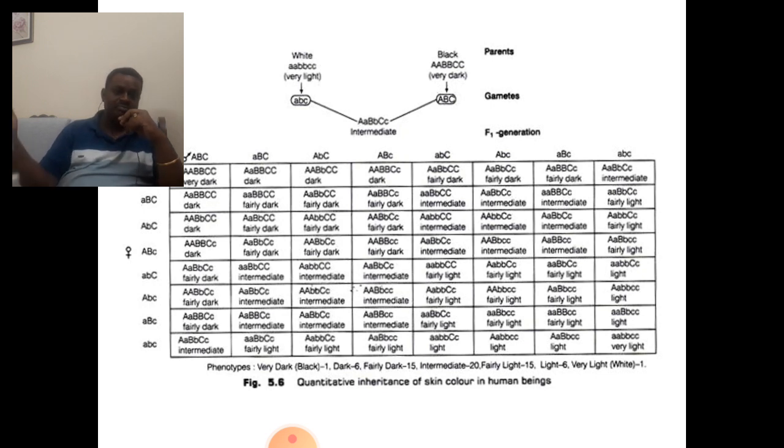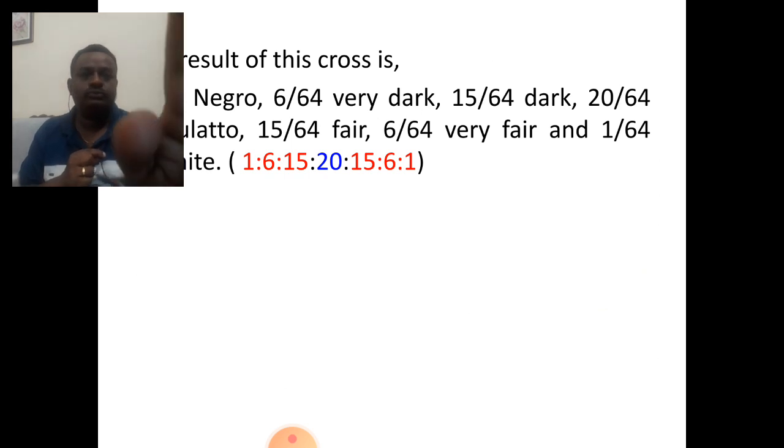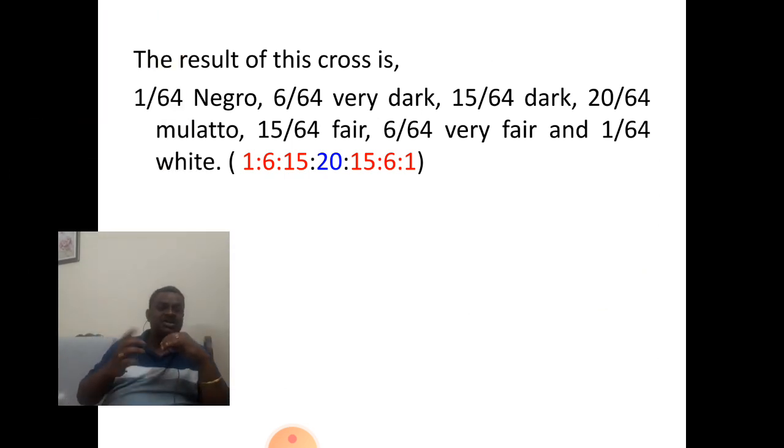So you just see the cross, and after you make the permutation of the cross, you try to write the total number of dominant alleles that are there in each of these boxes or blocks. So that will show, after writing, one of the 64 will be Negroid with 6 dominant alleles. 6 of 64 individuals will have very dark skin color complexion with 5 dominant alleles.